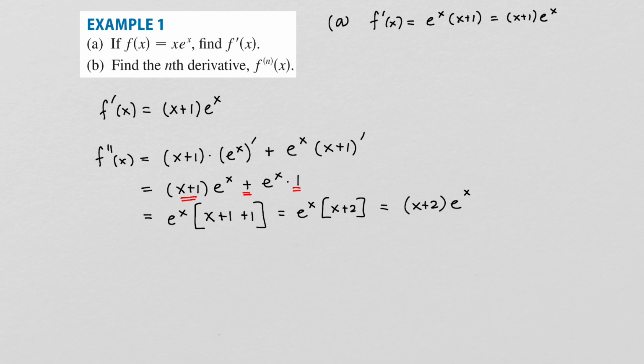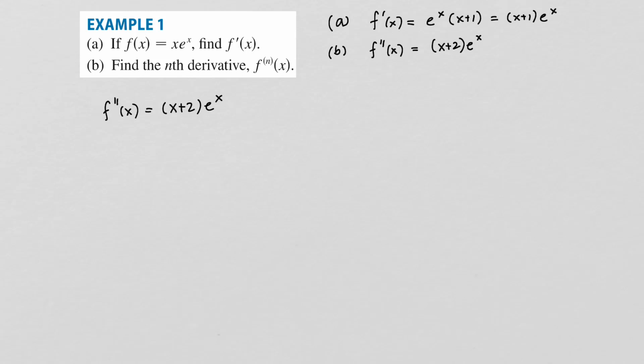Now, I don't know enough yet to see if I have a pattern, so what I'm going to do is take the third derivative now. So now we're starting with our second derivative, and let's go ahead and start computing our third derivative. So again, to take the third derivative, notice that we have a product between two functions here. So the third derivative is going to be the first function, x plus 2, multiplied by the derivative of the second function, e to the x, plus the second function, e to the x, multiplied by the derivative of the first function, x plus 2.